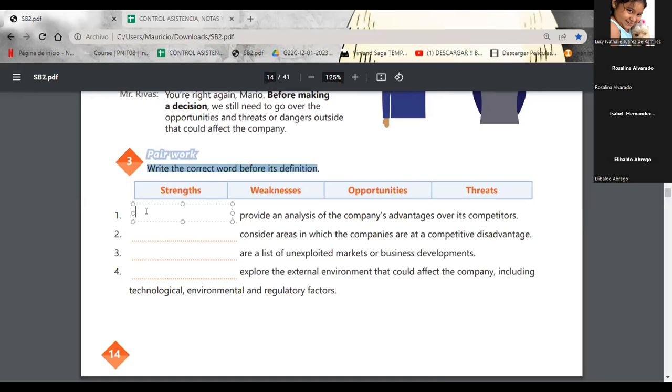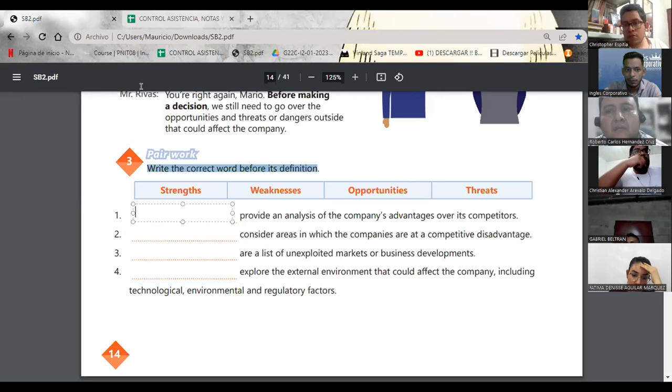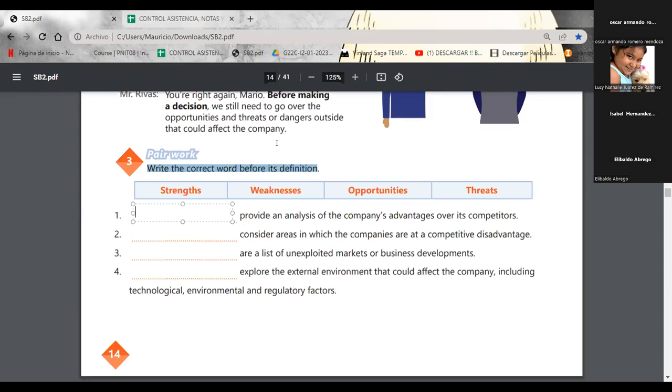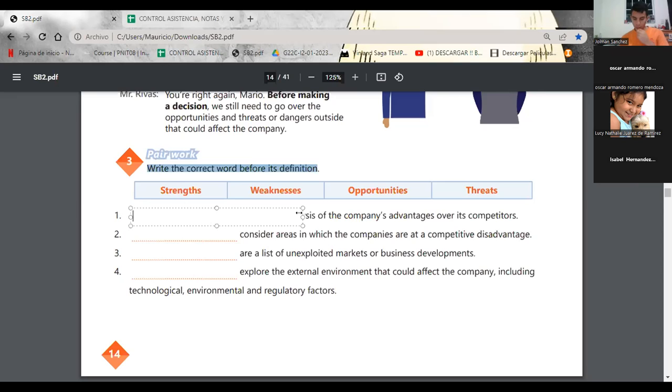I disagree, teacher. Okay, you disagree. Which one do you think it is? I think it's an opportunity. Okay, is there anybody else that thinks it's opportunities? For me, strength. My opinion is strength, too. Okay. Let's read it again. It says there, provide an analysis of the company's advantages over its competitors. Strength, okay. Advantages, right? The key here is over the competition, right? So strength. There you go. Thank you, Isabel, for reading.